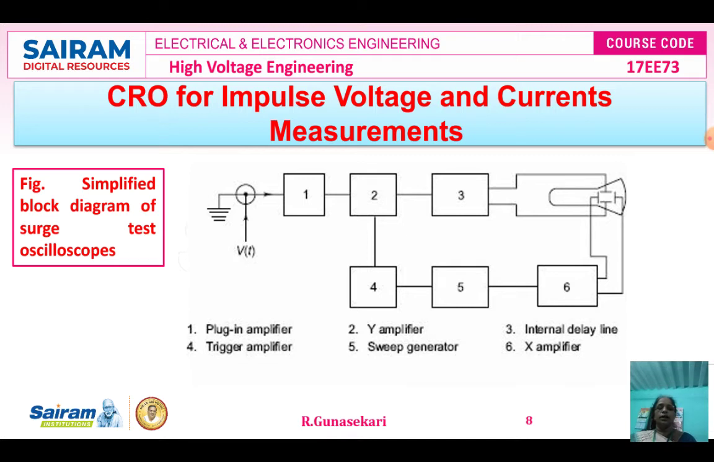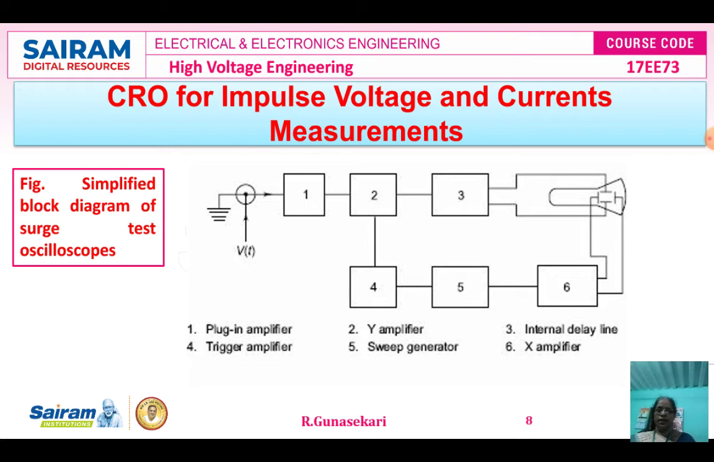1 represents the plug-in amplifier. 2 is the Y amplifier, that is the Y-axis amplifier. 3 is the internal delay line. 4th is the trigger amplifier. 5th is the sweep generator. 6th is the X amplifier. So this is the simple block diagram of a surge test CRO.